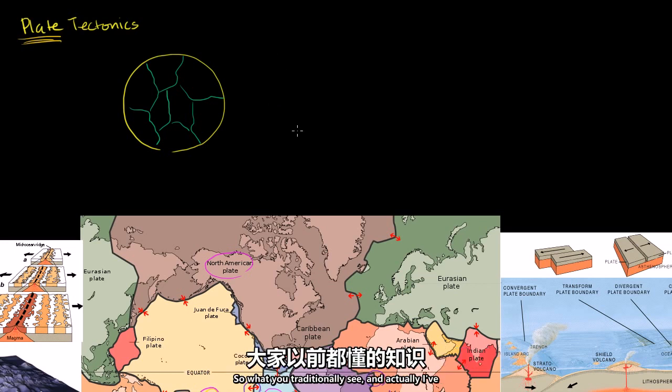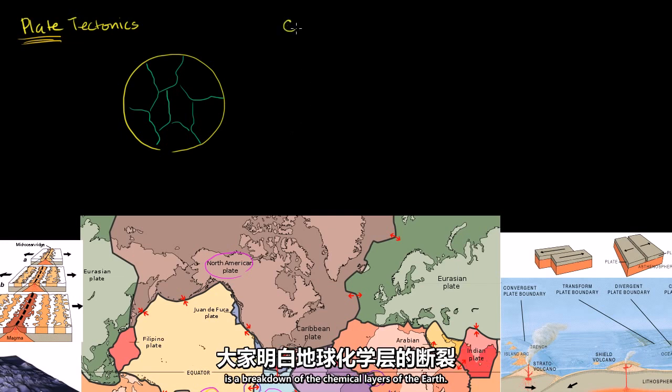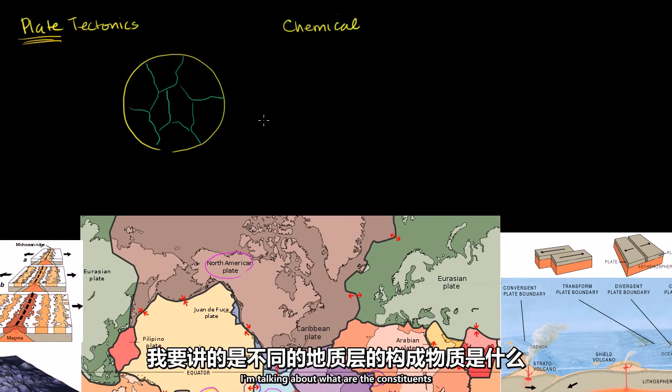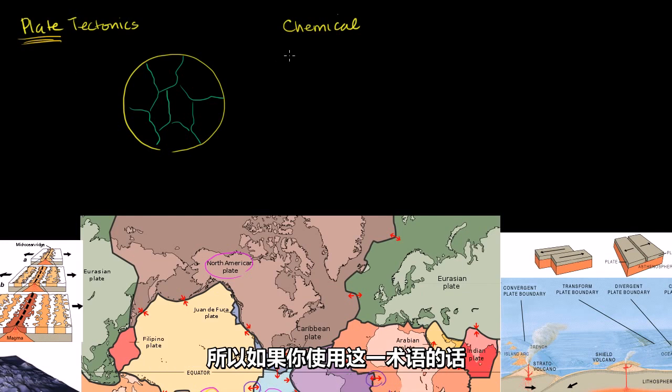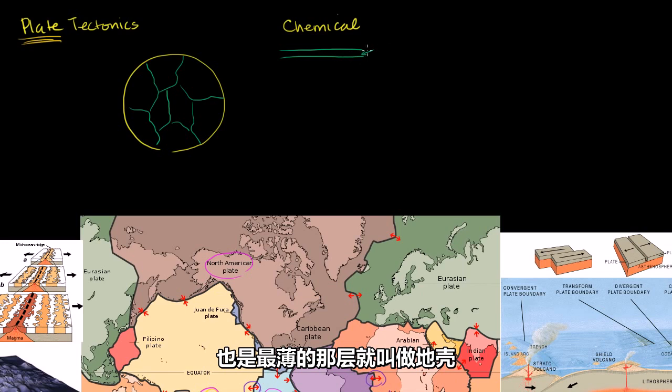So what you traditionally see, and actually I've made a video that goes into a lot more detail of this, is the breakdown of the chemical layers of the Earth. And when I talk about chemical layers, I'm talking about what are the constituents of the different layers. So when you talk of it in this term, the topmost layer, which is the thinnest layer, is the crust. Then below that is the mantle.